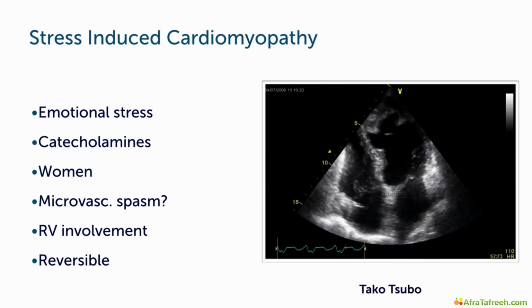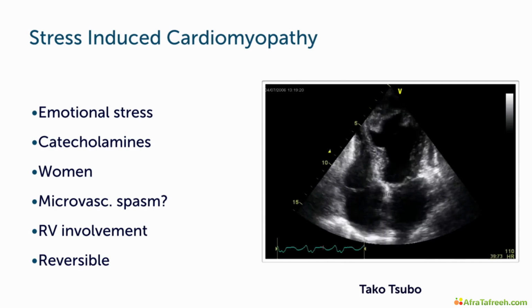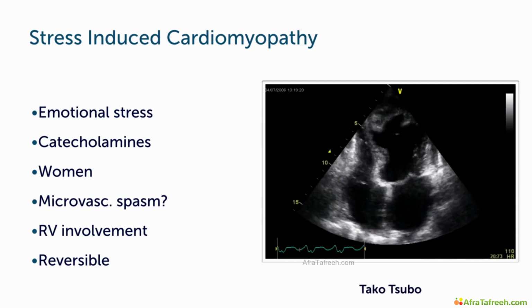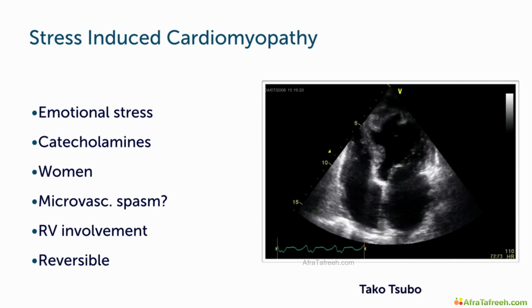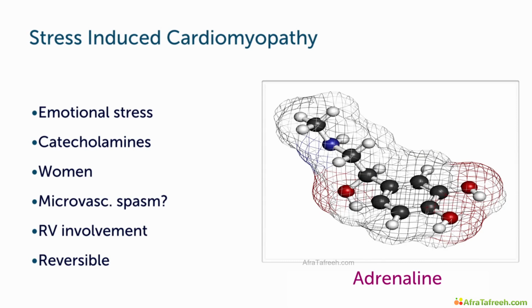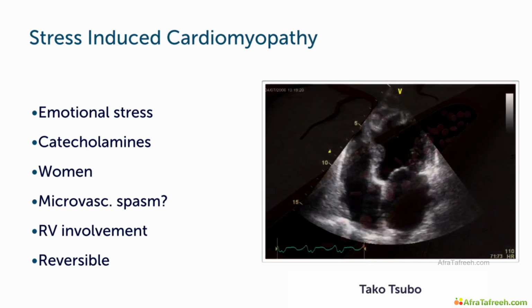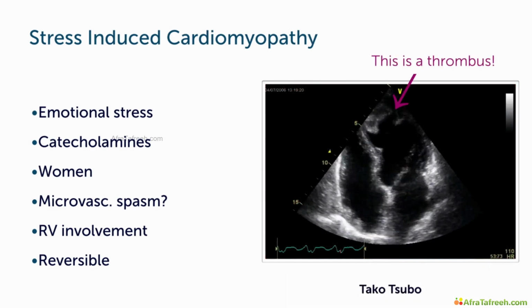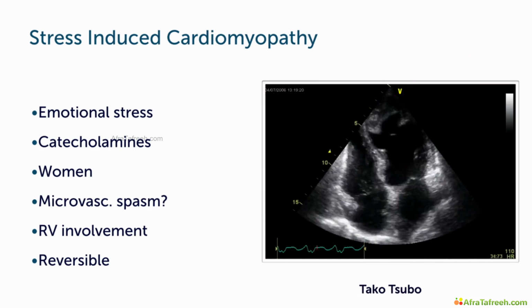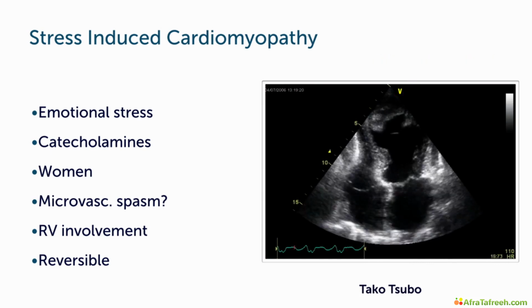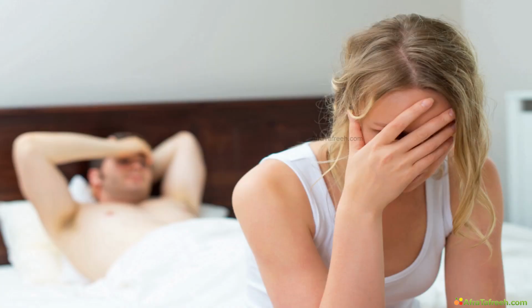So the typical characteristics are you would have high emotional stress caused by high levels of catecholamines. It's more frequent in women. Maybe, or we don't really know, but possibly there is also a microspasm involved in the development of this left ventricular dysfunction. In some patients, you might also see right ventricular involvement, and the good thing about it is it's reversible. We've seen many patients with all sorts of emotional stress that has caused basically this stress cardiomyopathy. Very frequently, it's love. But remember, stress cardiomyopathy is reversible.